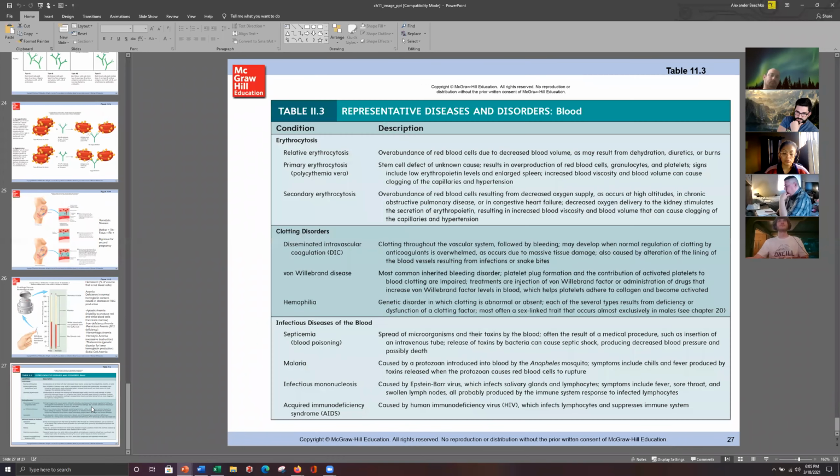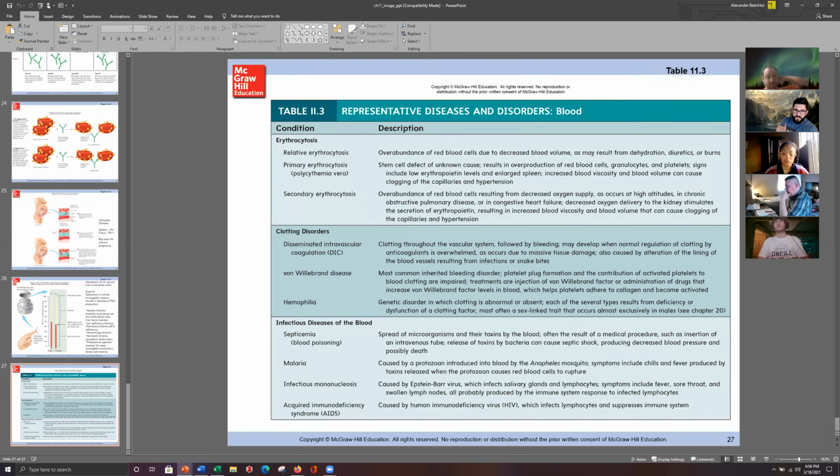Okay, so let's round this out. I'll put this up here so you guys can peruse some of these representative diseases and disorders of the blood. I've already mentioned things like hemophilia and von Willebrand disease, malaria, septicemia. This is what can come about through sepsis or things like fecal matter getting into our circulatory system, which can cause a widespread inflammatory response that drops blood pressure and puts the body into shock. And so then your tissues get oxygen deprived.